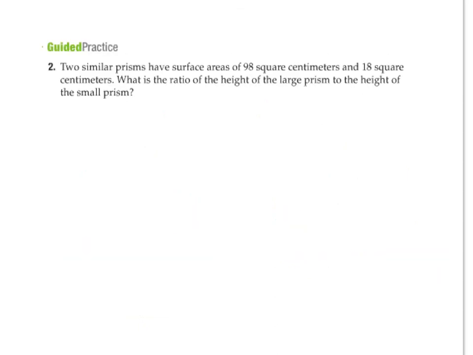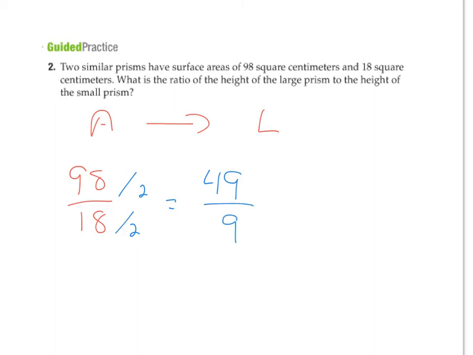Two similar prisms have surface areas of 98 square centimeters and 18 square centimeters. What's the ratio of their heights? The heights are linear, so we're going to go from area to linear. So we write the ratio of their areas, 98 is to 18. To make my life easier, I'm going to simplify that by dividing both by 2, so I get 49 is to 9. That's the ratio of their areas. How do I make that the ratio of their linear measurements? I'm going to take the square root of both top and bottom.